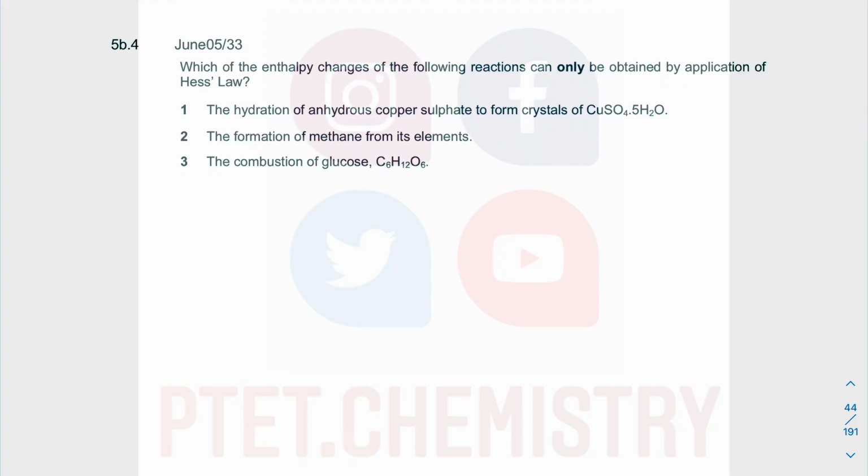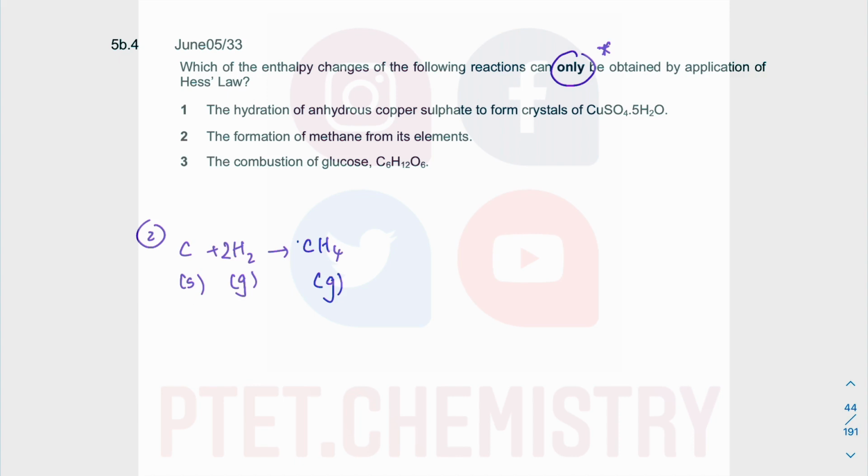This question 4 is saying, which of the following enthalpy changes can only be obtained by applying Hess law. So we have to think about what we know. Let's talk about option 2 first. If you have formation of methane from its elements, carbon plus hydrogen, you need 2 hydrogen. I'm writing the standard symbol because enthalpy of formation is all about forming 1 mole of the substance from its elements, all in their standard states under standard conditions.